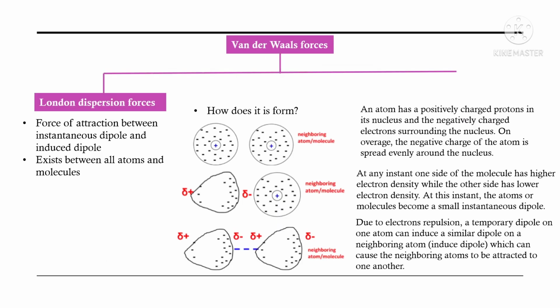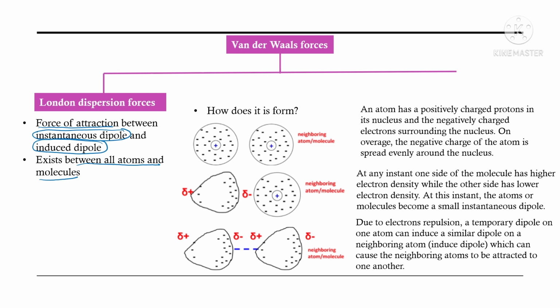There are two types of van der Waals forces. The first one is London dispersion forces, which are the attractive forces between an instantaneous dipole and an induced dipole. London dispersion forces are present between all atoms and molecules. So how do London dispersion forces form between atoms or molecules?